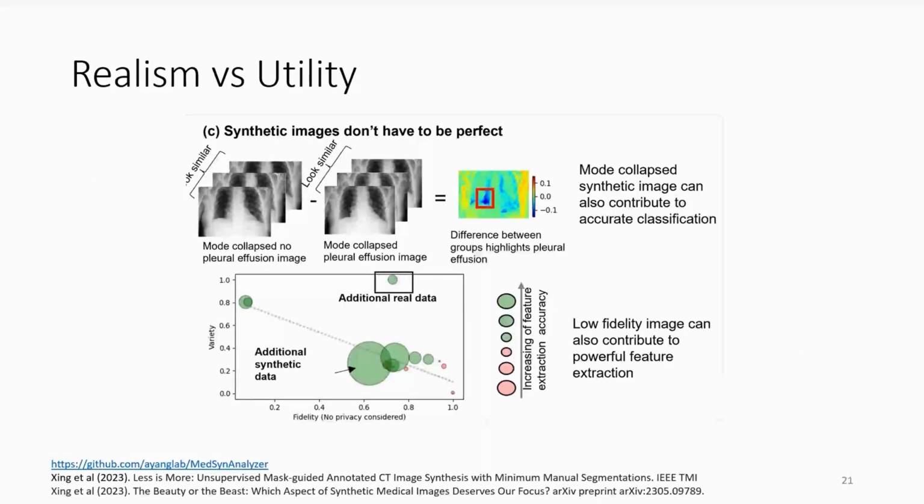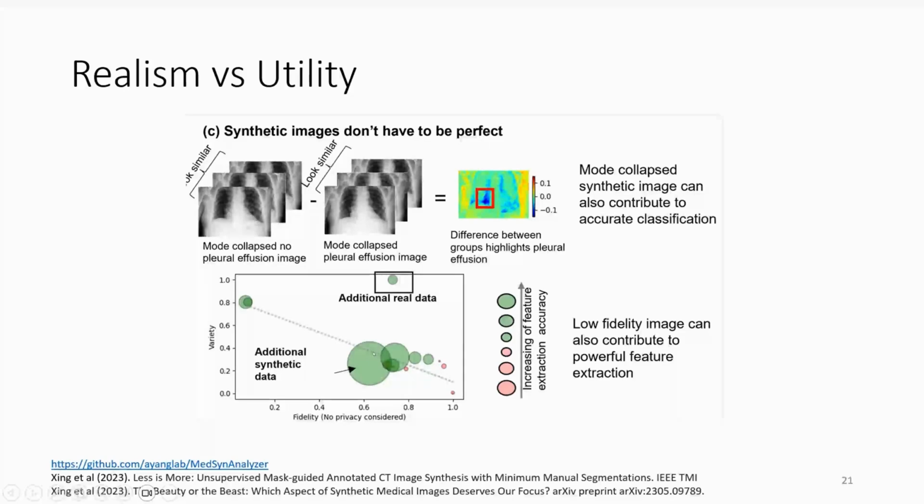Okay. Another conclusion that the authors made is that synthetic images don't have to be perfect. So this is basically an example of a mode collapse synthetic image that can also contribute to accurate classification. It's very interesting. While GAN results in mode collapse, where the images are probably redundant or duplicate, it can still contribute to improving, let's say, the segmentation accuracy. And they also provided a graph like this, where low variation here doesn't necessarily mean it contributes negatively to the accuracy. Here, actually, the contribution to the accuracy is higher.